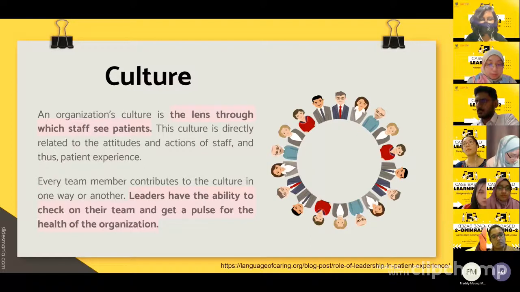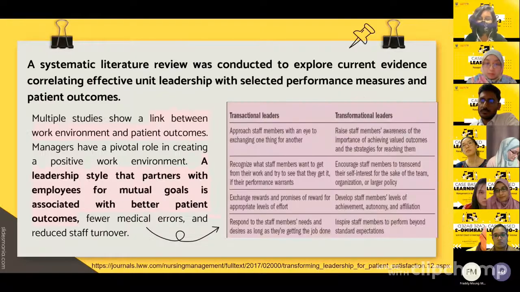And finally, I should create a culture. An organization's culture is the lens through which staff see patients. And this culture is also directly related to the attitudes and actions of staff and thus patient experience. And I would also encourage team members and check on them periodically to raise morale and reinforce a purpose. So you see what I was doing there. I was being a transformational leader.